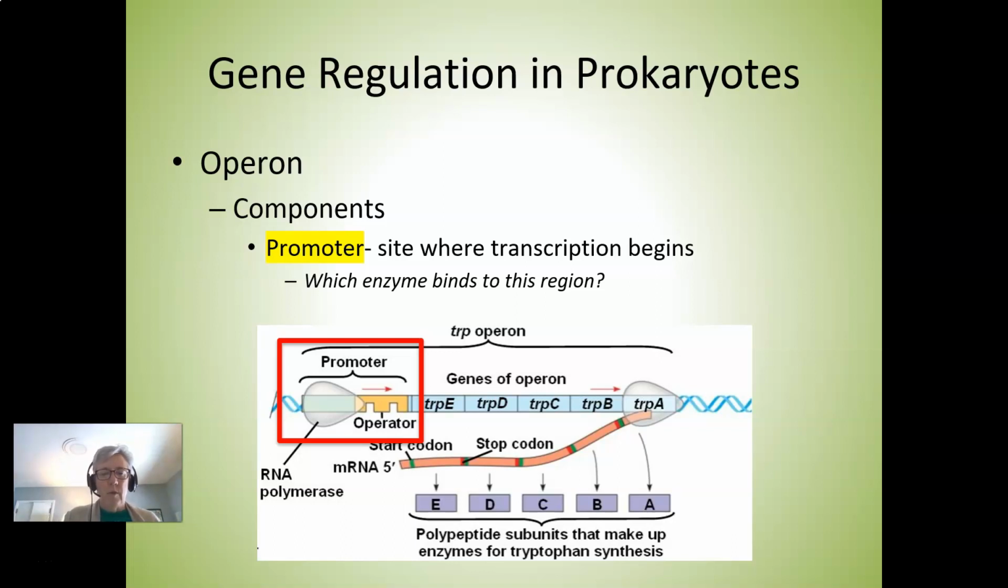Okay, so the promoter, just like when we talked about transcription, is the site where transcription begins. So that's where RNA polymerase is going to bind to start transcribing the DNA into RNA. And in this picture, it's shown on the left, at the beginning of the operon. Lots of times we call that upstream. The promoter sequence is upstream of the genes that are in the operon.